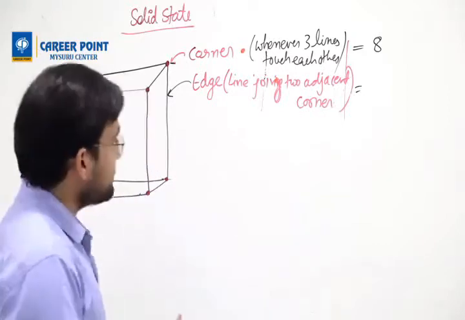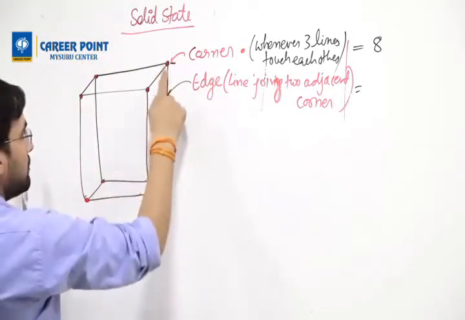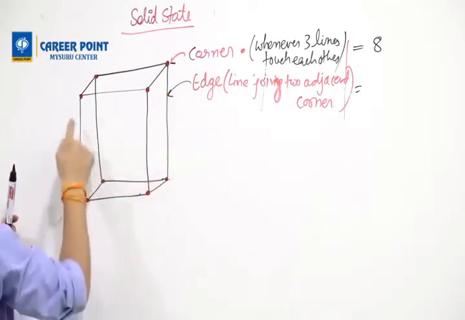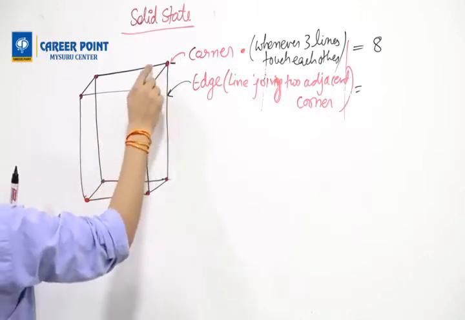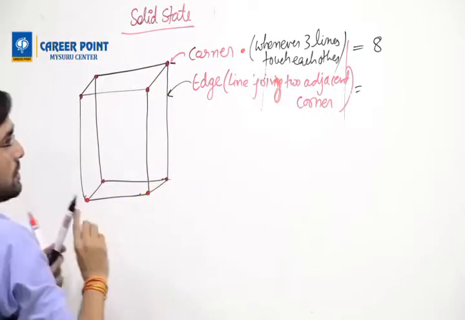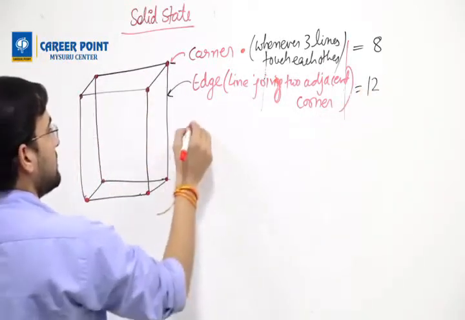So the answer is 12. We can count 1, 2, 3, 4, 5, 6, 7, 8, 9, 10, 11, 12. So edges are 12. Then the next thing is called edge center.